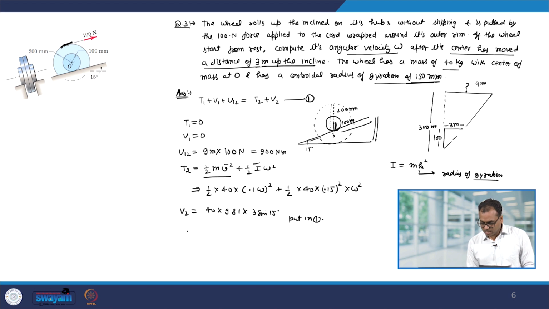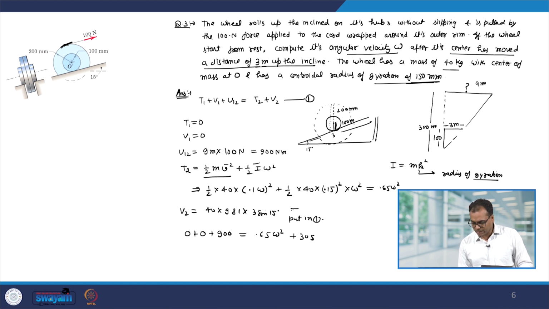So, we have T1 equal to 0 plus V1 equal to 0 plus U12 equal to 900, that is equal to T2 plus V2. So, T2 comes out to be 0.65 omega square plus V2 comes out to be 305. So, this is equal to 0.65 omega square, and that is equal to 305. So, from here we get omega equal to 30.3 radian per second.